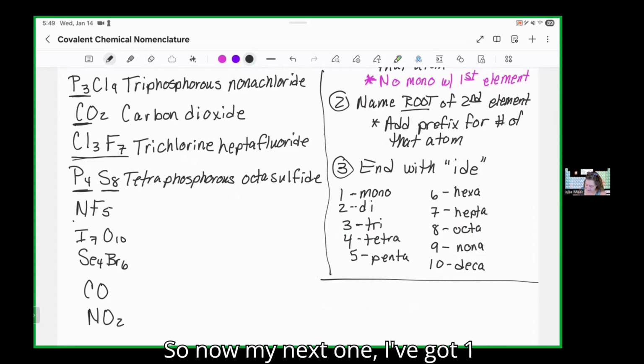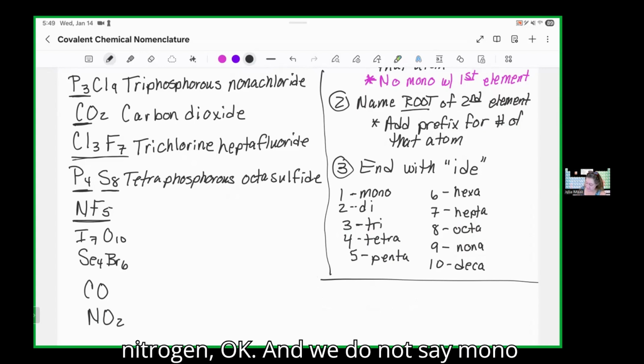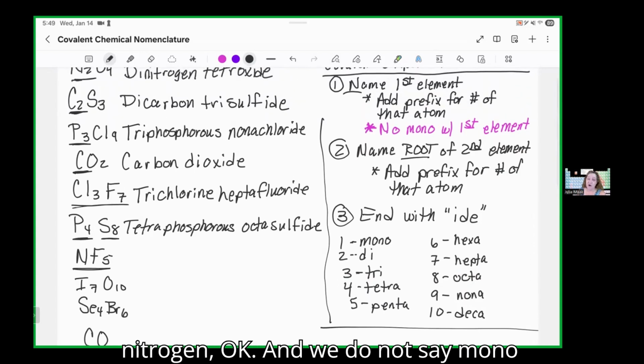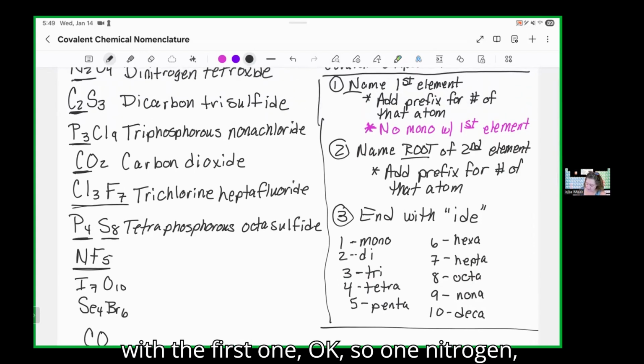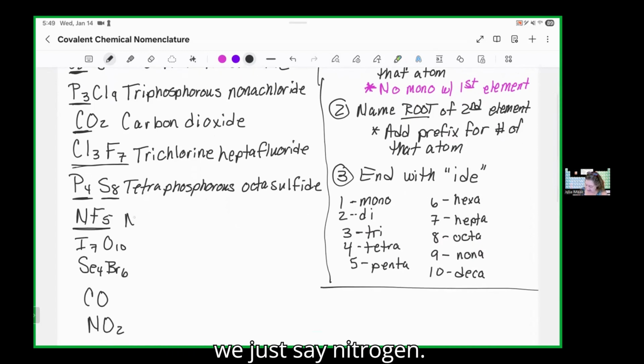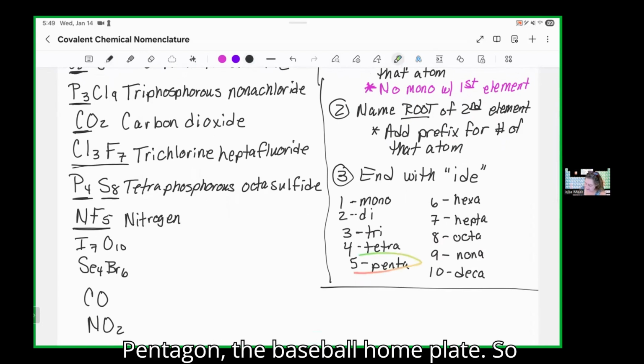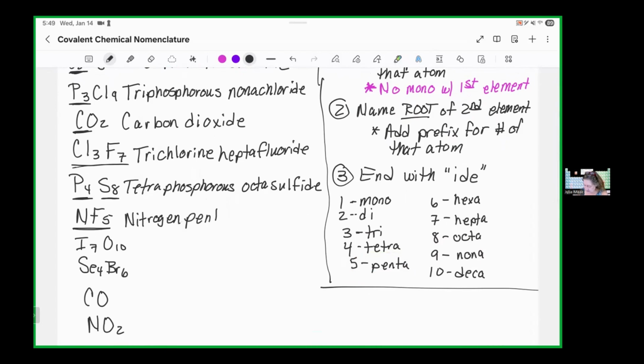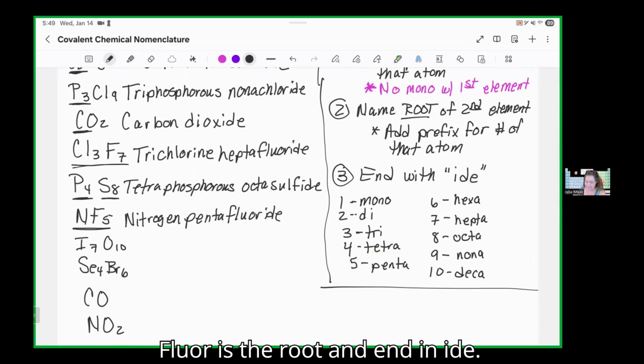So now my next one, I've got 1 nitrogen. And we do not say mono with the first one. So 1 nitrogen, we just say nitrogen. F, the root would be fluor. And I've got 5 of them, and 5 is your pentagon, the baseball home plate. So I've got penta, fluor is the root, ends in ide.